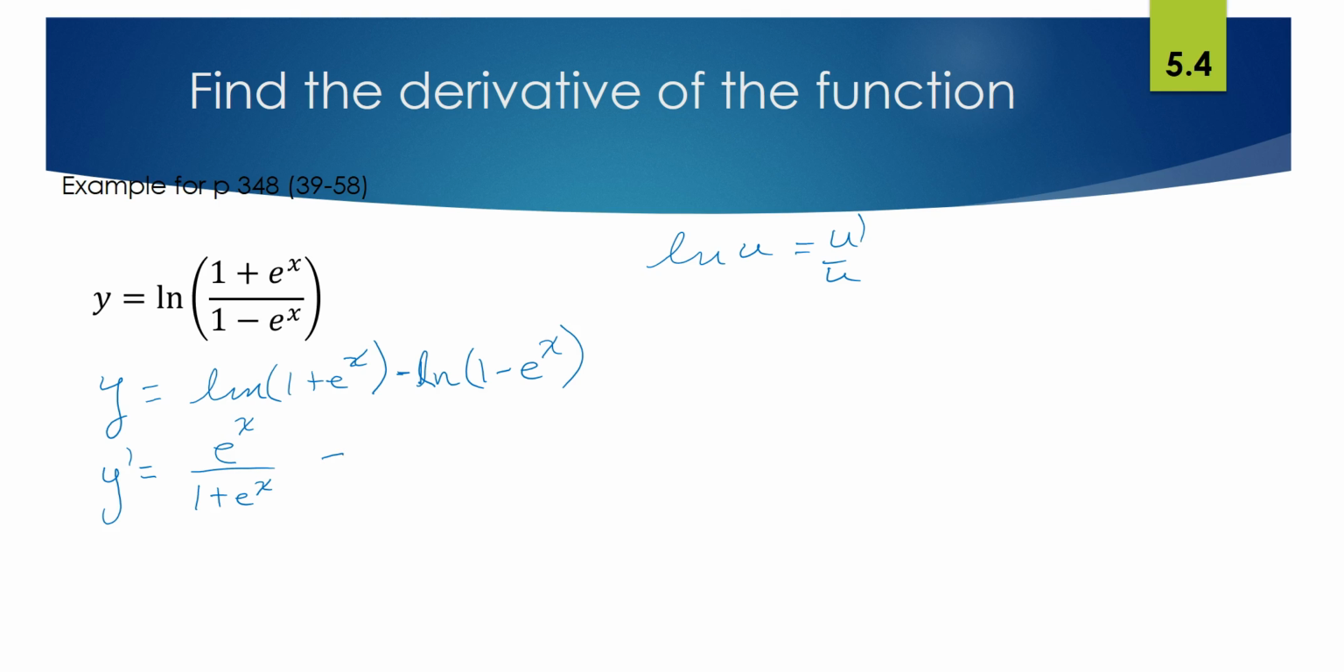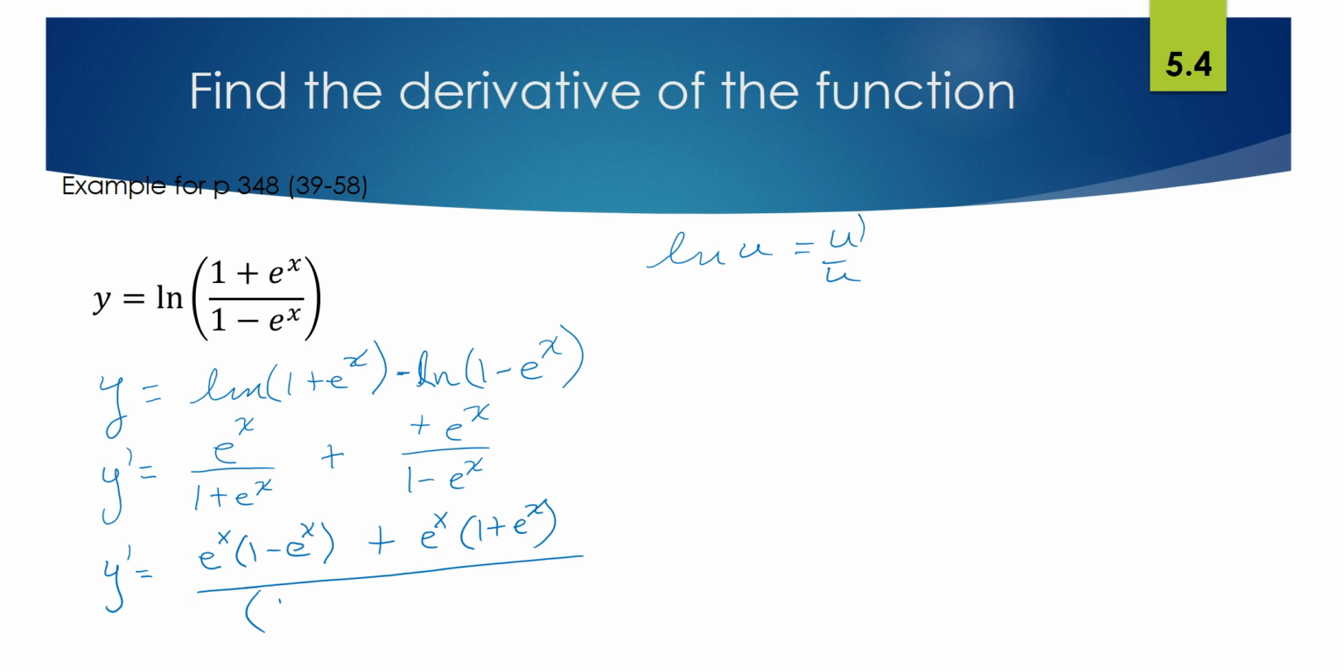Minus, again, over 1 minus e to the x, and then the derivative, negative e to the x, so minus a negative becomes plus a positive. Now I'm going to just do a common denominator. I'm cleaning it up. And this is all over 1 plus e to the x times 1 minus e to the x.